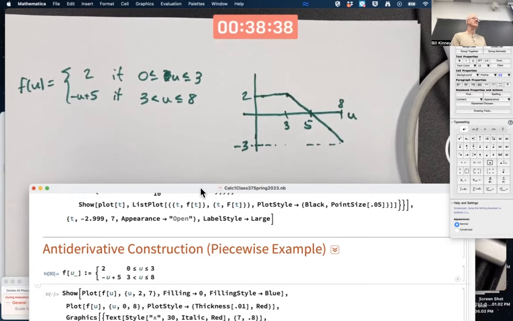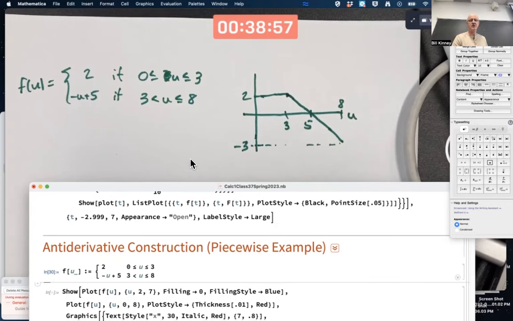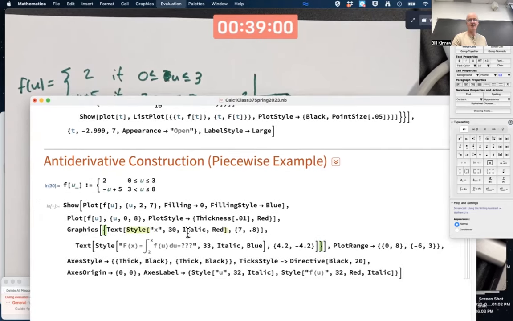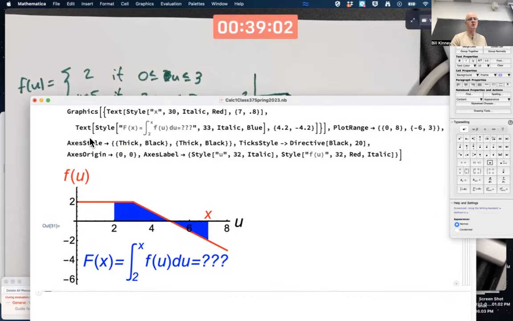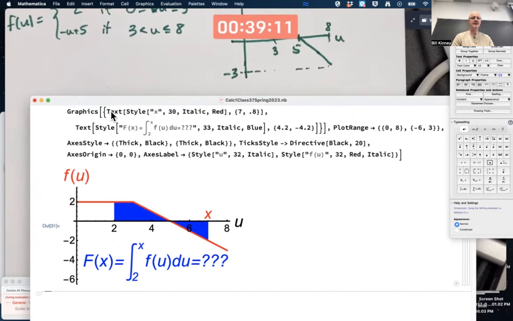What I want to illustrate here is that you can think about the fundamental theorem of calculus with a variable in the upper limit of integration, even with piecewise examples, and even if you don't start the lower limit at 0. Even if I start the lower limit somewhere else, and in this picture that I got in Mathematica, I'm starting the lower limit at 2. What I'd like to do is create a function capital F of x by doing this integral.